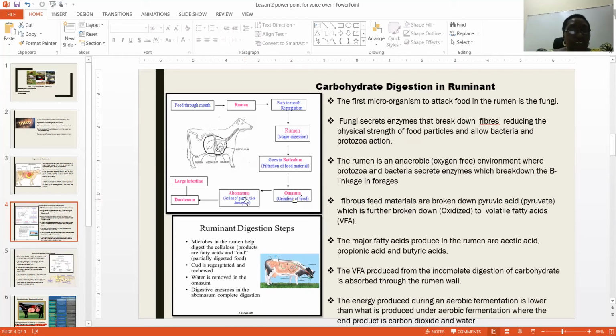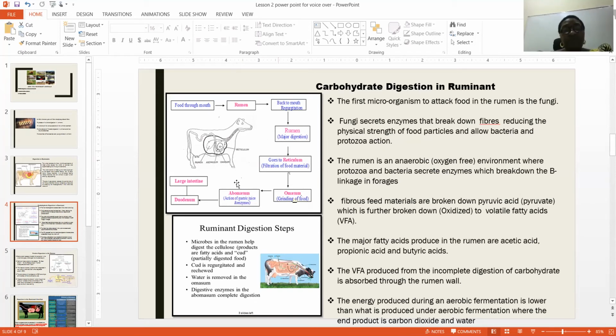The abomasum is the same as the simple stomach of the non-ruminants, and that is where gastric digestion takes place, otherwise referred to as enzymic digestion. And the food at this point of the abomasum is digested in the same way as food digested in man, in cats, and other non-ruminant animals. You then get to the duodenum and to the large intestine and small intestine, and food is voided out. So what you see here is actually the representation of what takes place.